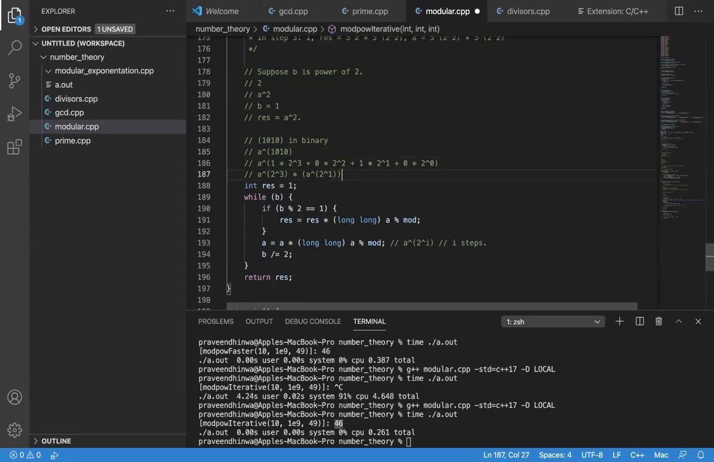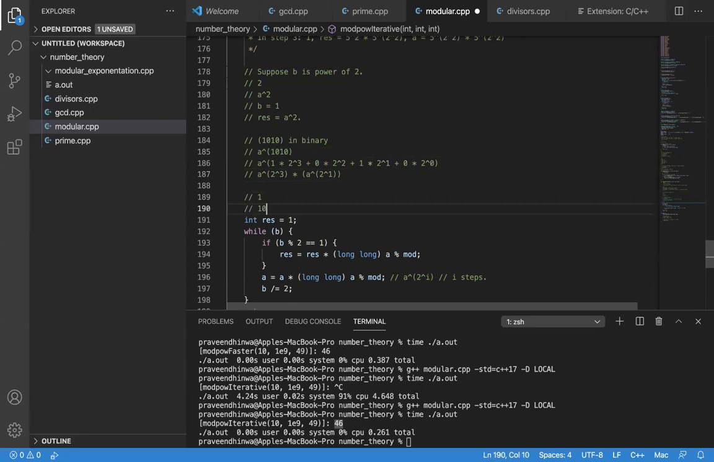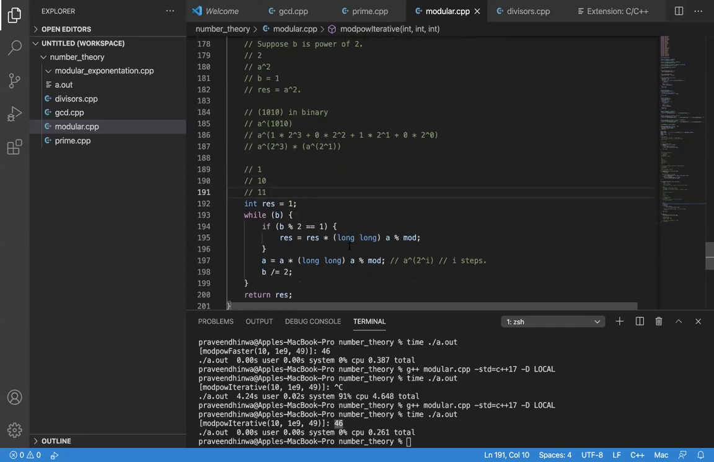If you just expand these formulas and try understanding it a bit, you will be able to understand why this program is working. So if your number is, let's say, 10, or if your number is just 1, you can see why this program is working. If your number is 10 and 111, try some cases and try understanding why this is working.